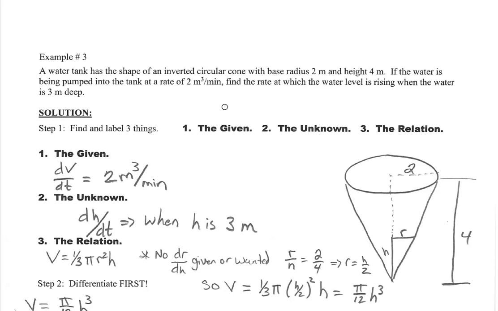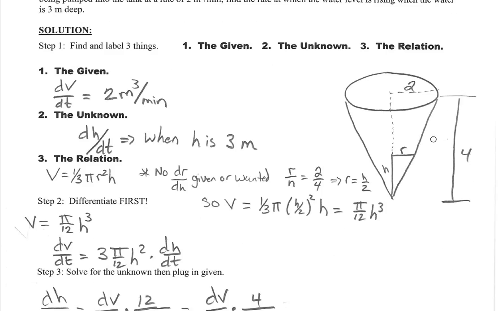A water tank has the shape of an inverted circular cone with a base radius of 2 meters and a height of 4 meters. If the water is being pumped into the tank at a rate of 2 meters cubed per minute, find the rate at which the water level is rising when the water is 3 meters deep.